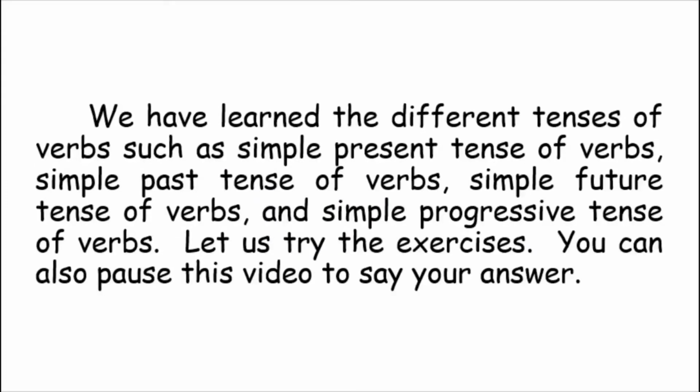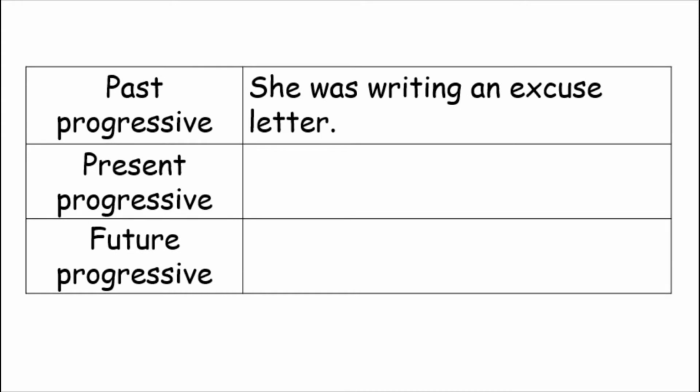We have learned the different tenses of verbs, such as simple present tense of verbs, simple past tense of verbs, simple future tense of verbs, and simple progressive tense of verbs. Let us try the exercises. You can also pause this video every after the question to see your answer. Here is the sample of past progressive. She was writing an excuse letter. Pause this video for a while and give your answer in present progressive.